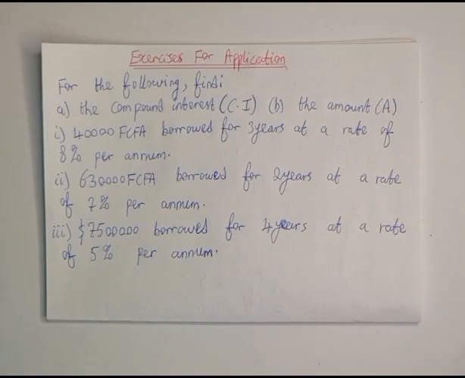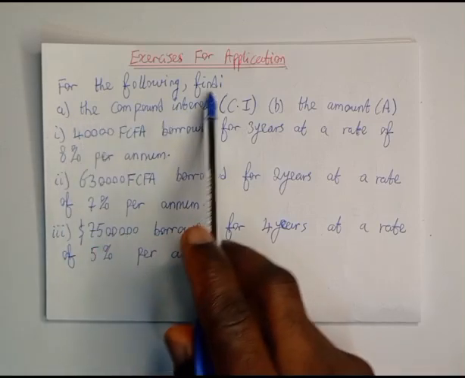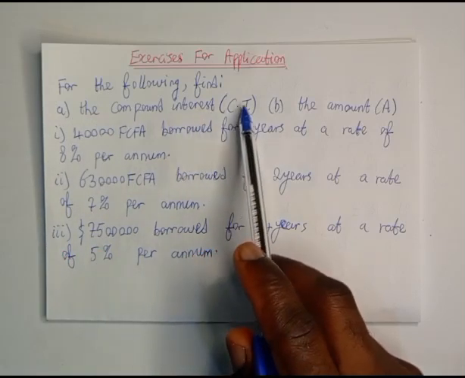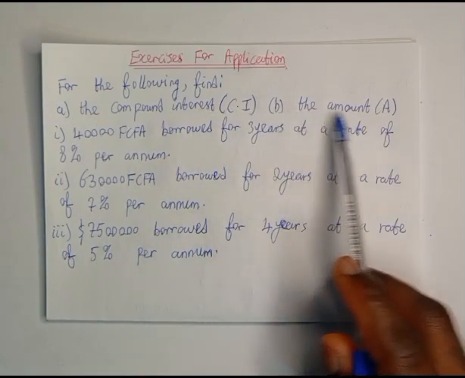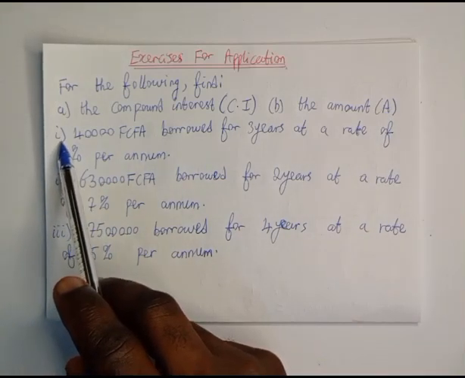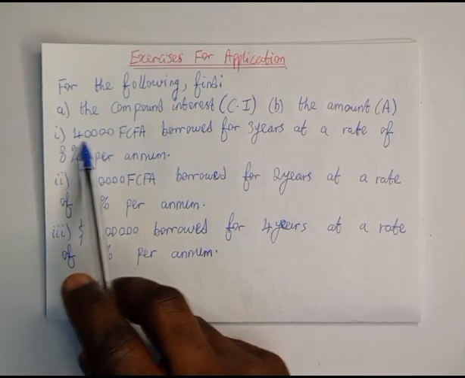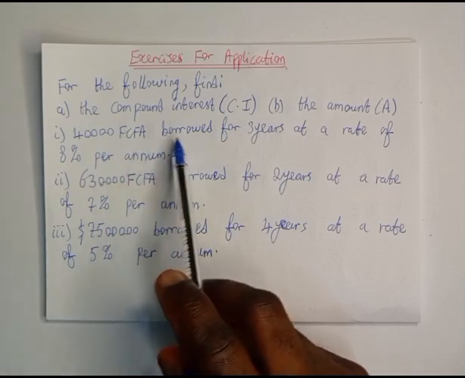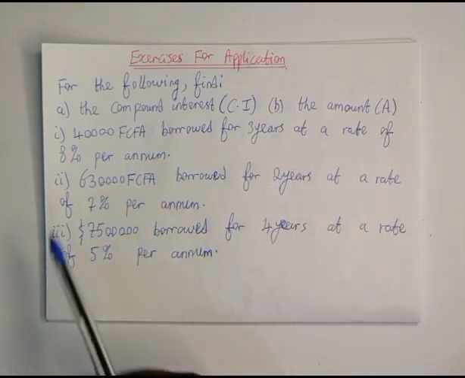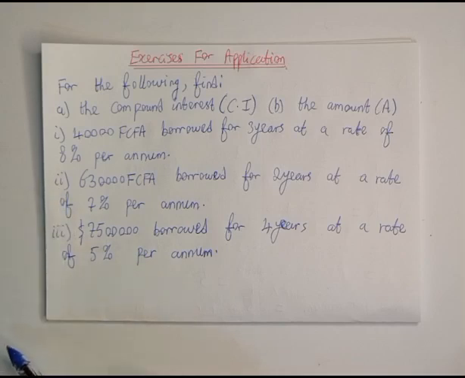We are to correct the following exercise for application on compound interest. For the following, find question A, the compound interest CI, B, the amount A. Question I, we have 40,000 francs CFA borrowed for 3 years at a rate of 8% per annum.